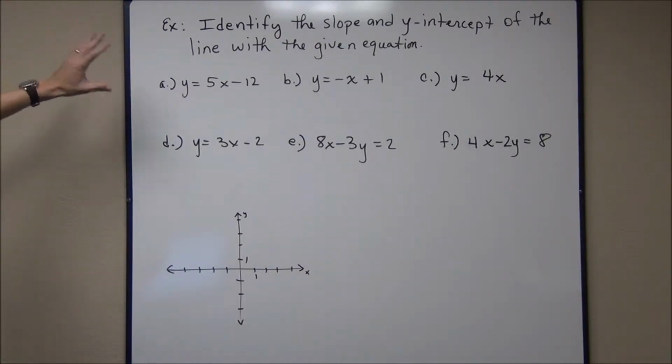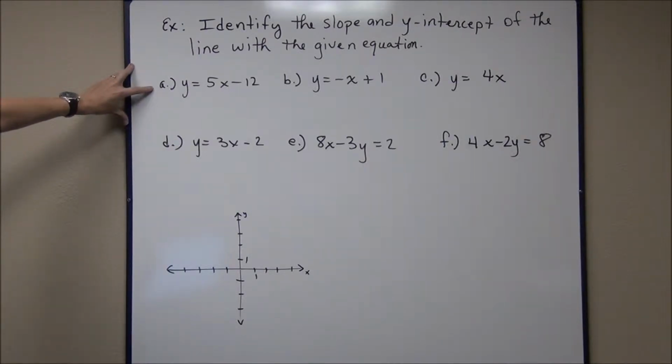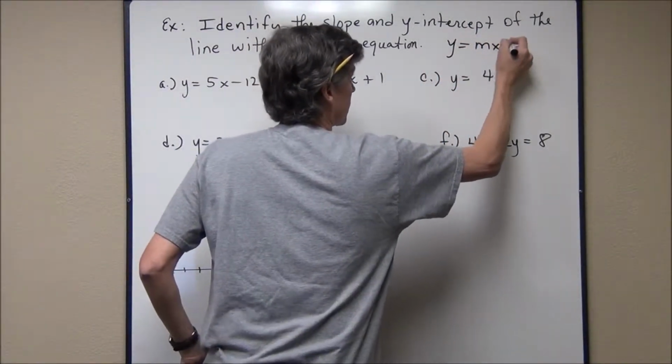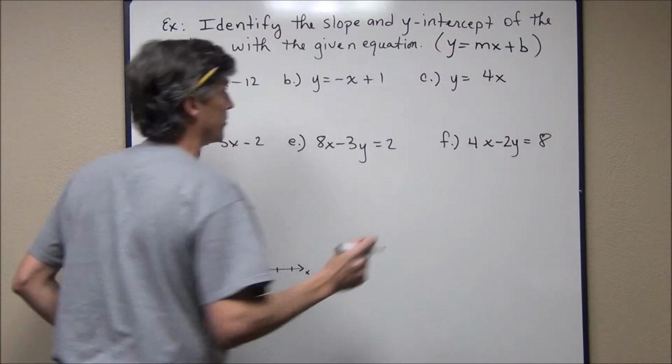Now we're going to identify the slope and the y-intercept of the line with the given equation. If we graph these, we are going to get lines. We've done some graphing, but for right now, we're just going to identify the slope and the y-intercept. If you look at the very first example here, example A, this is in slope-intercept form. Let me write it down again. y equals mx plus b. You're going to need to know this one.